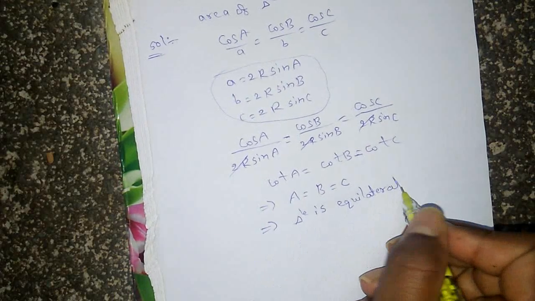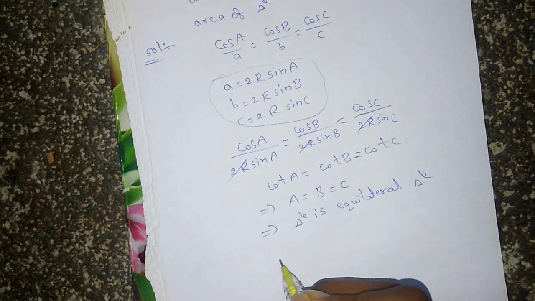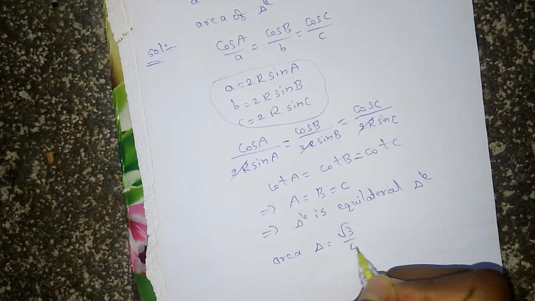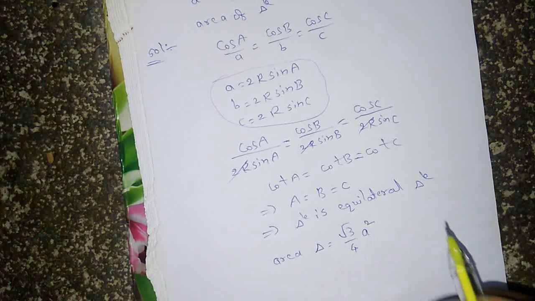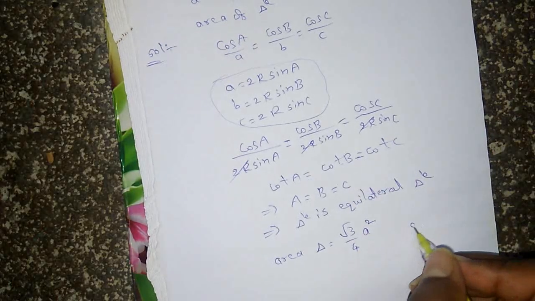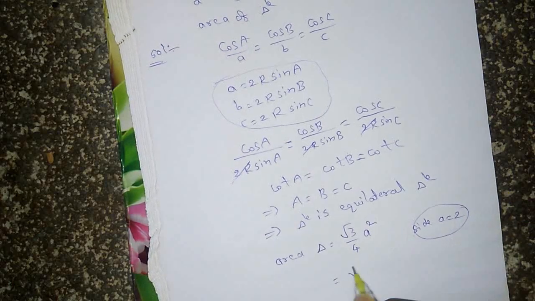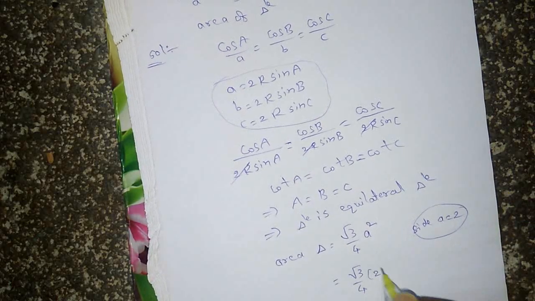Equilateral triangle means all sides are equal. Therefore area of triangle delta is equal to root 3 by 4 A square. Our side is also given. Side A is given as 2 centimeters. Therefore area is root 3 by 4 into 2 square.